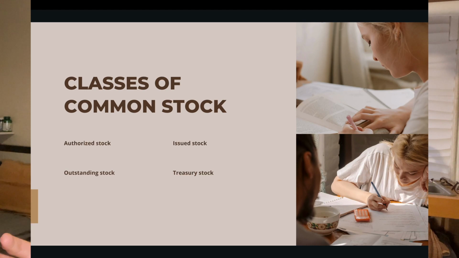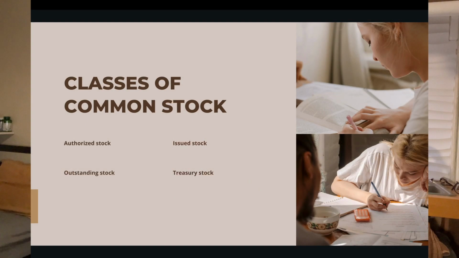Now at times what happens? The outstanding stock is reacquired by the company. They can buy it back. We always hear, oh, the company bought back their shares. At times the investors donate it back to the company. Now whatever it is, whether they're reacquiring it or the customer is donating it, that stock that is being reacquired or bought back is called treasury stock. Now these are the classes of the common stock.